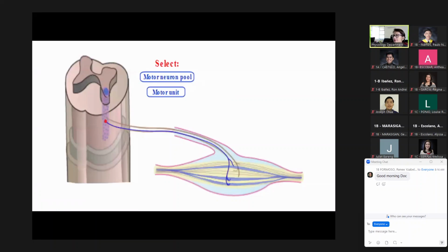This is your motor neuron pool, a set of neurons clustered in a columnar fashion. These are also called the motor nuclei. What about your motor unit? The motor unit is composed of the muscle fibers and the neuron that innervates those muscle fibers.